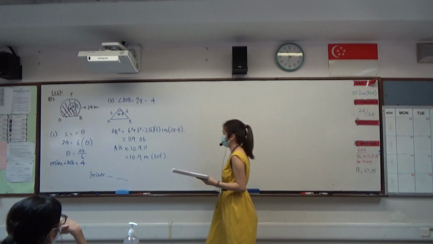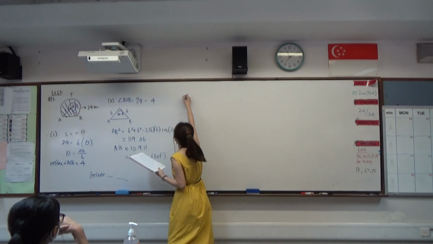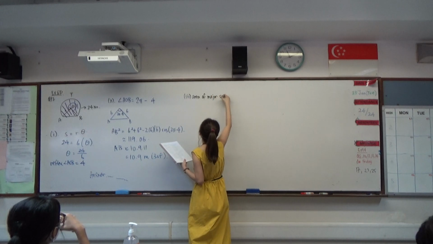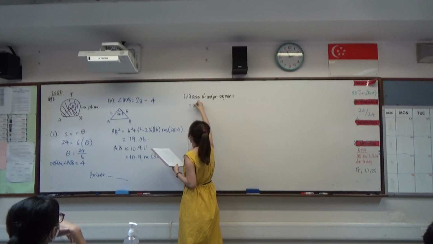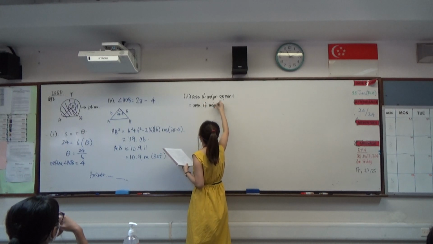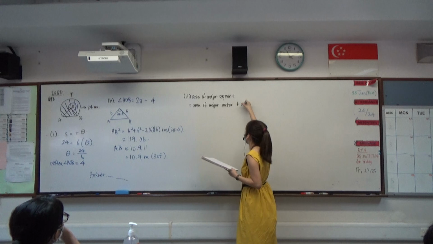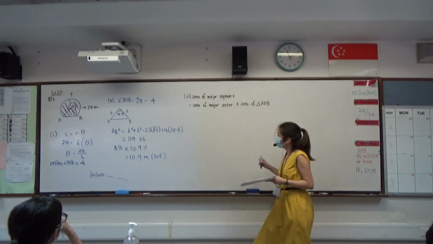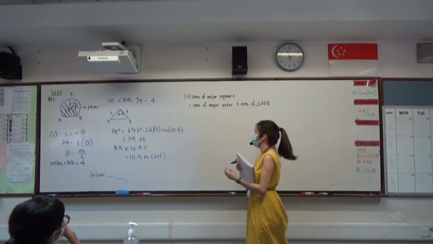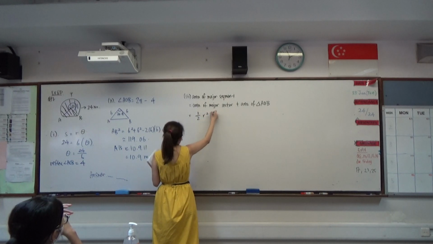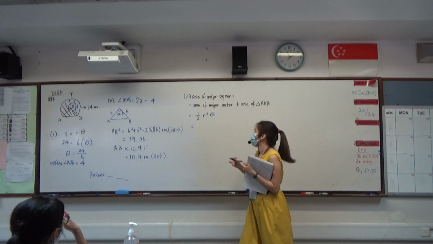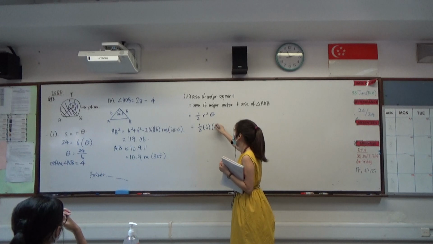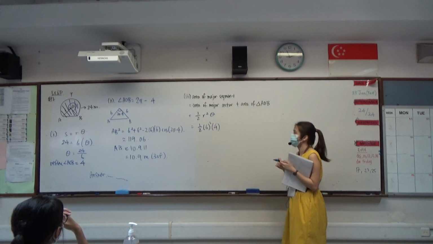Then in part 3, we want to find the area of the major segment. So the area of the major segment is the area of the major sector plus the area of the triangle, and the triangle in this case is AOB. The area of the major sector will be half r squared theta, that is the formula for area of sectors in radians. So the radius being 6 and theta the reflex angle AOB, we get half times 6 squared times 4.